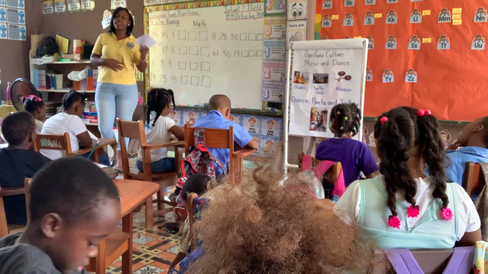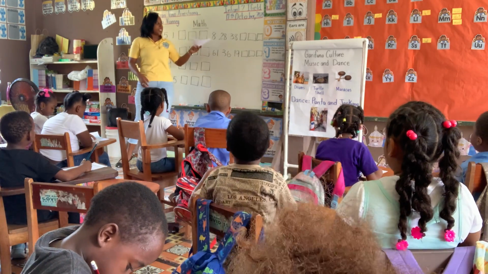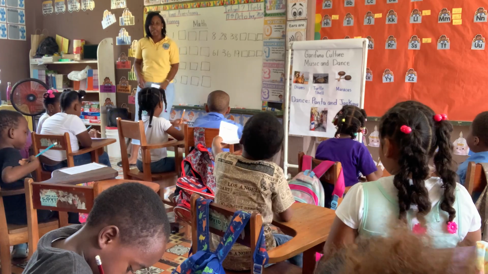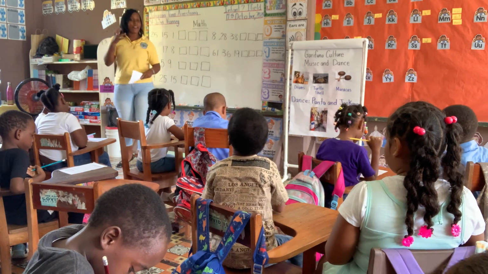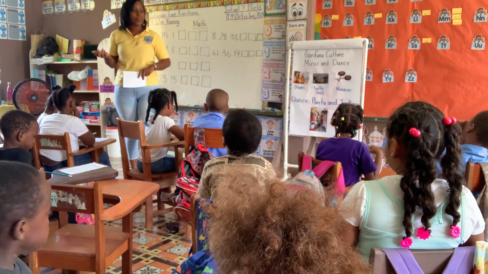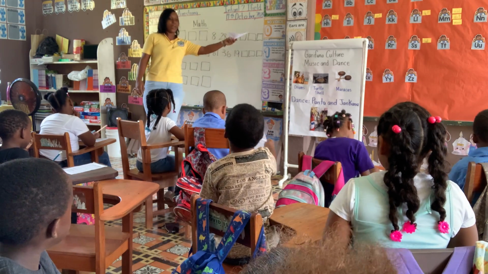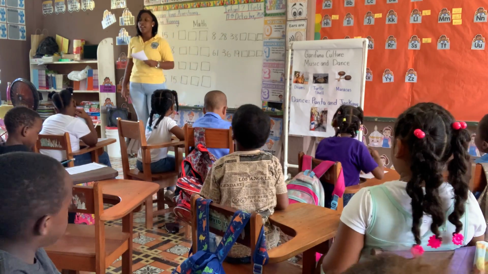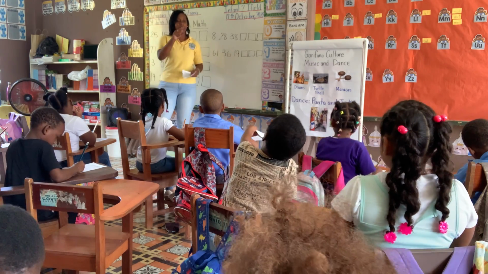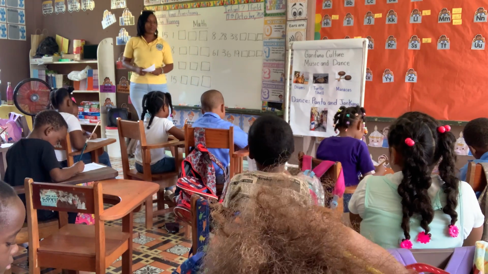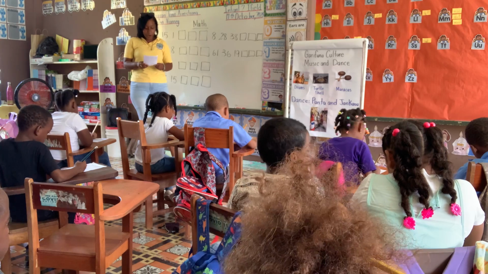Now the next one has 8, 28, and 38. Do you think you're getting the hang of it and can do that on your own? Put the biggest number first, the smallest number last, and the number that you're left with in the middle. And the last number we have 61.